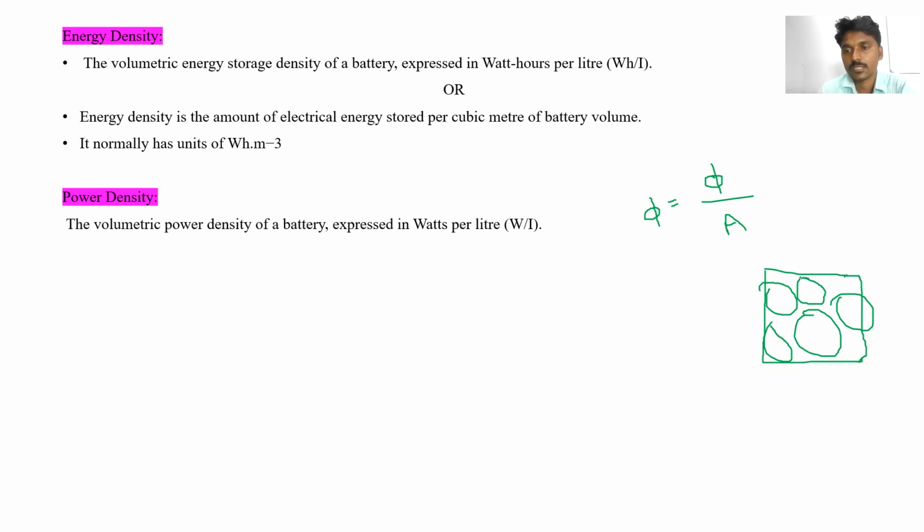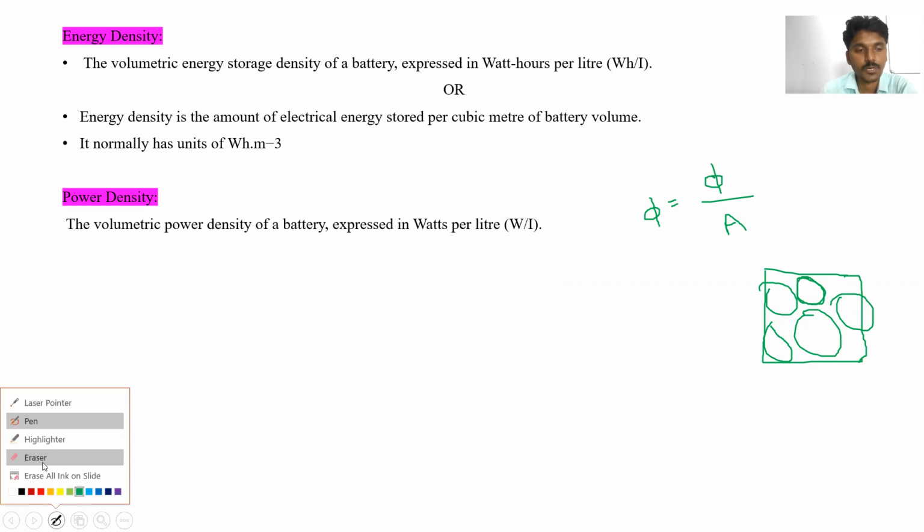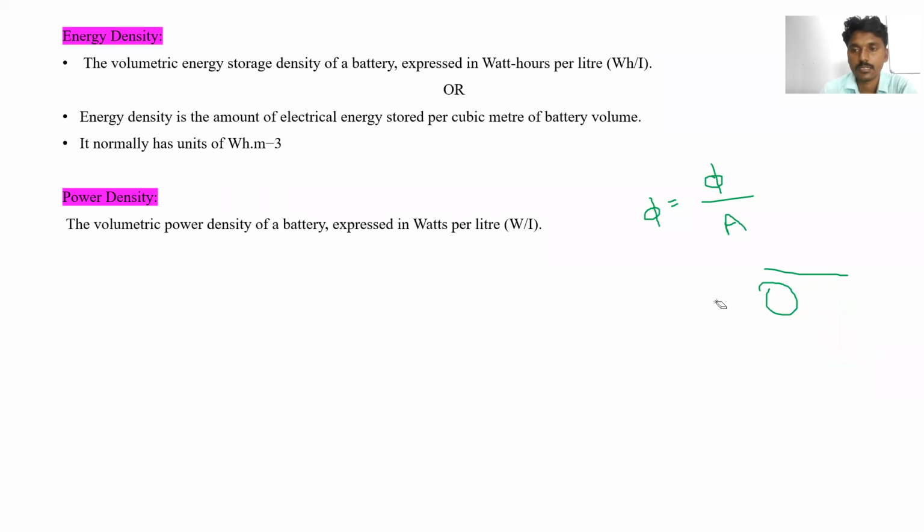If you consider this unit area, how much flux is produced in this area? This is called flux per unit area. That is called flux density. In the same way here also we can say energy density and power density. Energy per unit area or power per unit area.